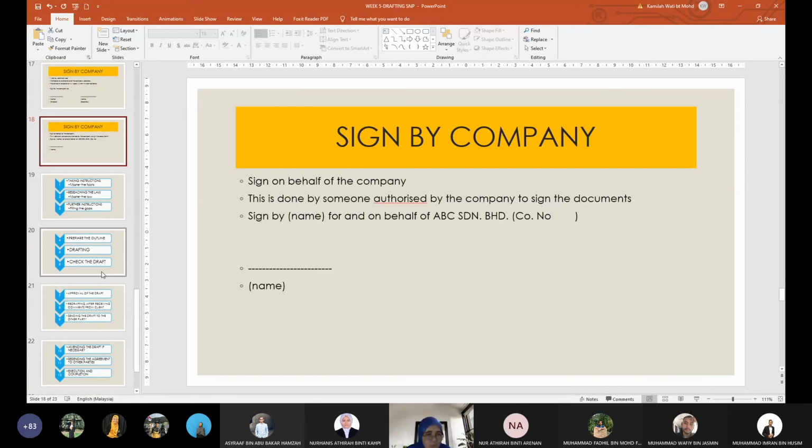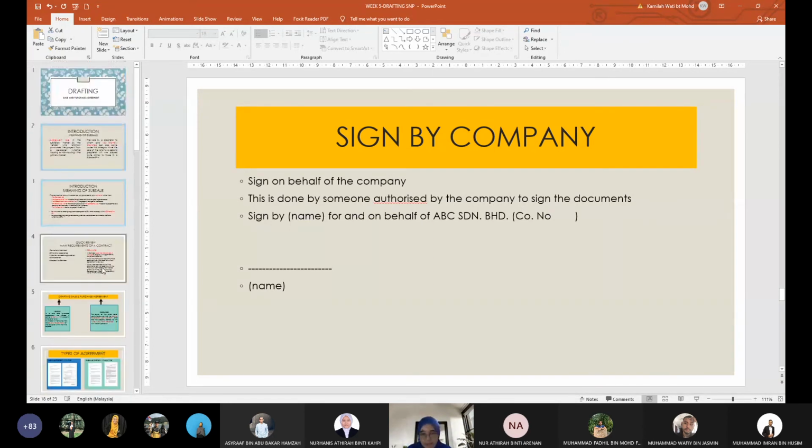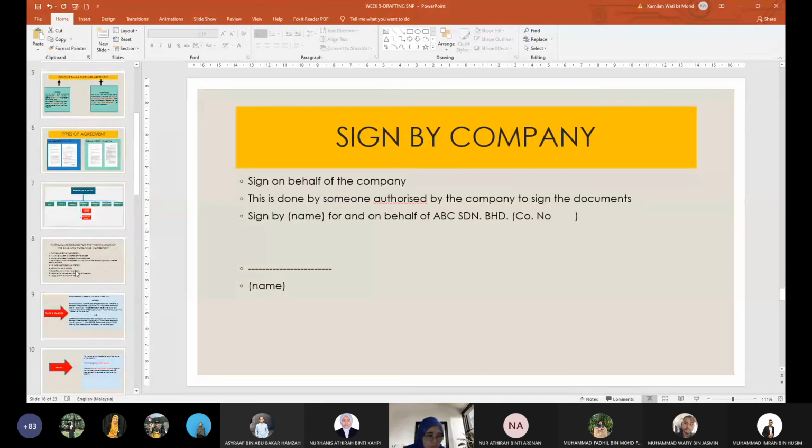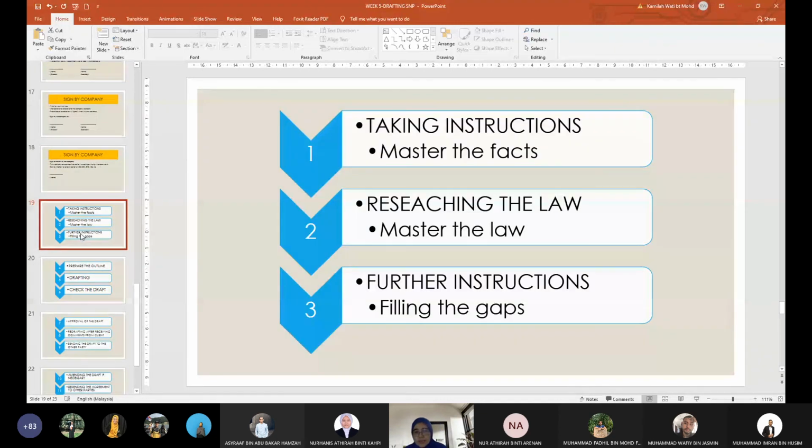Okay. So last kali kita dah buat the draft, kita dah dapat, maknanya this is the skeleton about the drafting of the SPA. So nanti insyaAllah kalau minggu depan kita akan tengok dengan lebih detail the terms and conditions dalam SPA itu sendiri. So yang bawah ni ialah the process lah lebih kurang tadi. Dia pun adalah repetition of the atas juga. Macam tadi kita tengok taking the instruction. So you have to master the facts.